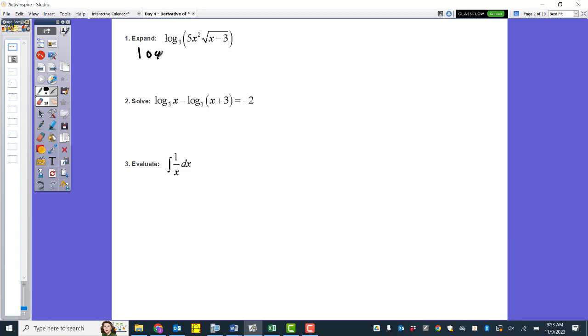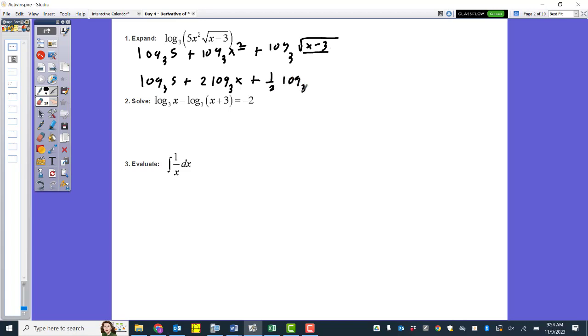So in this case, we have log base 3 of 5 plus log base 3 of x squared plus log base 3 of the square root of x minus 3. And then we can also bring down powers from the inside to the outside. So this one doesn't have a power, so we can leave it as log base 3 of 5. This one has a squared on the x, so we can bring it down to the front, to log base 3 of x. And this one has a 1/2 on the x minus 3, so we can bring it down to 1/2 log base 3 of x minus 3.